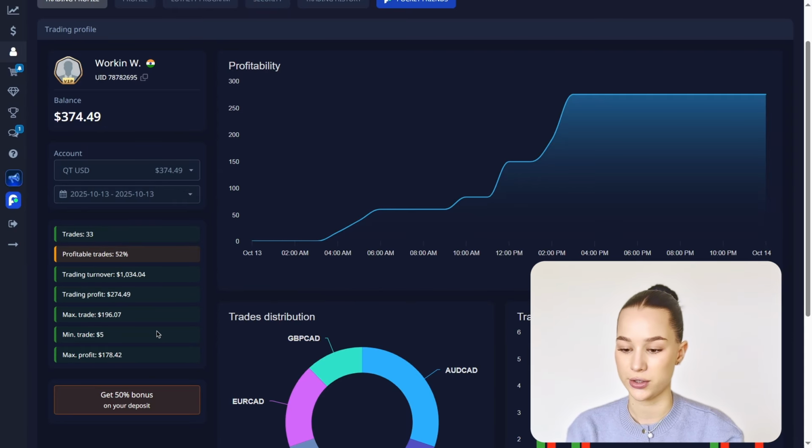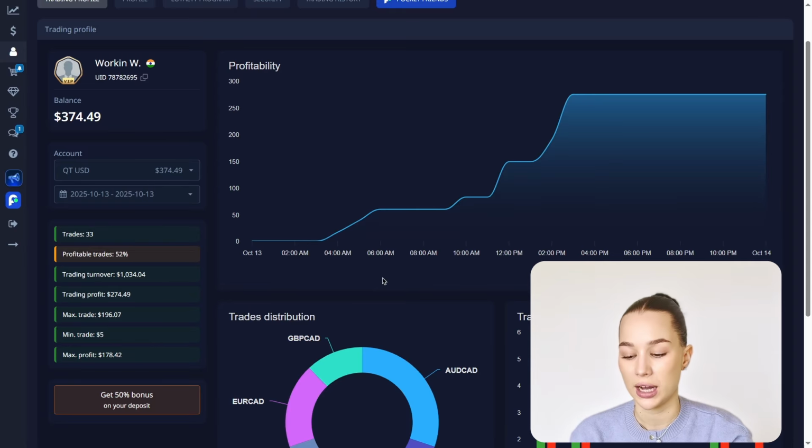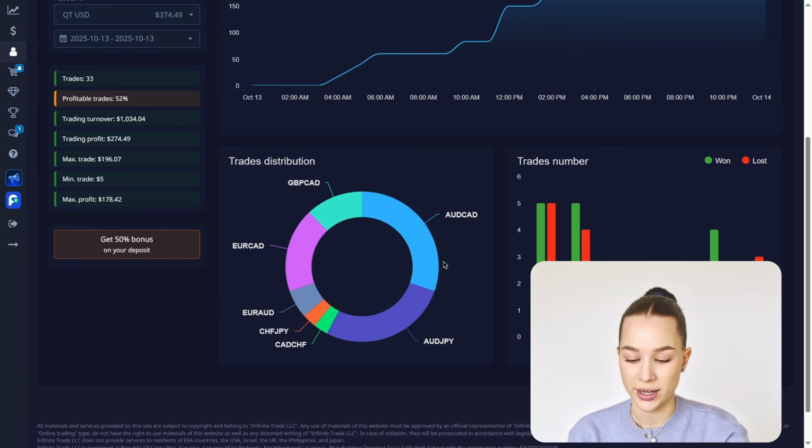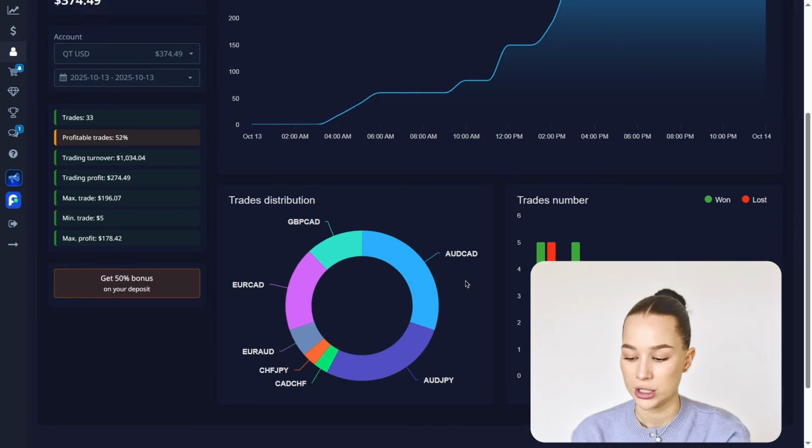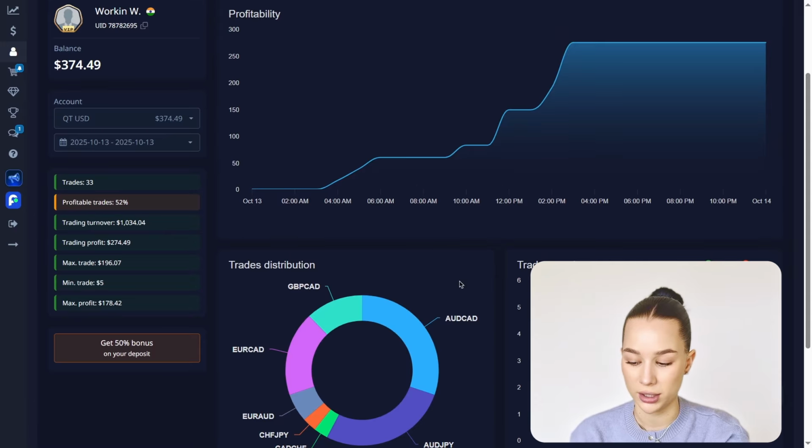So that's how, guys, you can also check your statistic every day, and put it in your trading diary as well. You can even check the trades distribution, trades number, how many won, how many lost. So it's pretty good, I think, right?